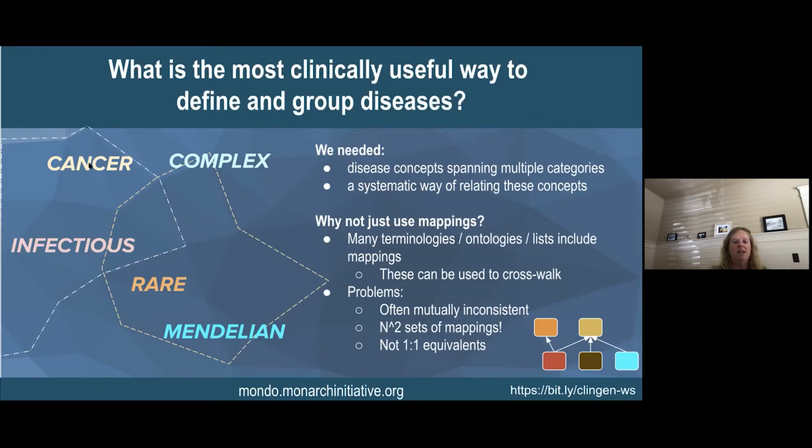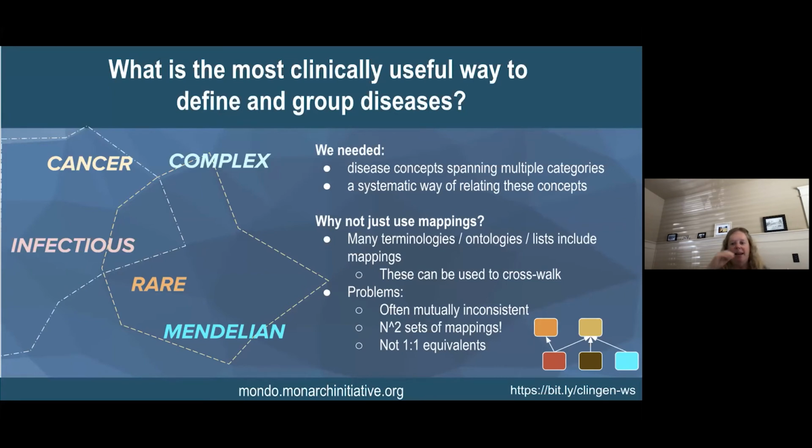There are terminologies dedicated to cancer, like the National Cancer Institute Thesaurus, or complex diseases, or rare diseases, like Orphanet covers rare diseases. There are terminologies that specialize in infectious diseases, which are probably particularly useful now, thanks to this pandemic, and Mendelian diseases like OMIM. So we needed an ontology that would span multiple categories and cover all these different areas of disease in order to properly aggregate the data in the Monarch Initiative.